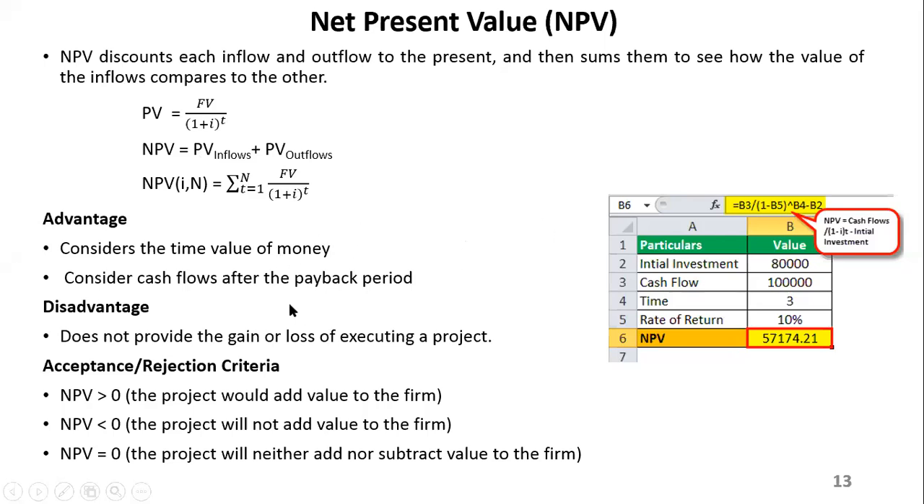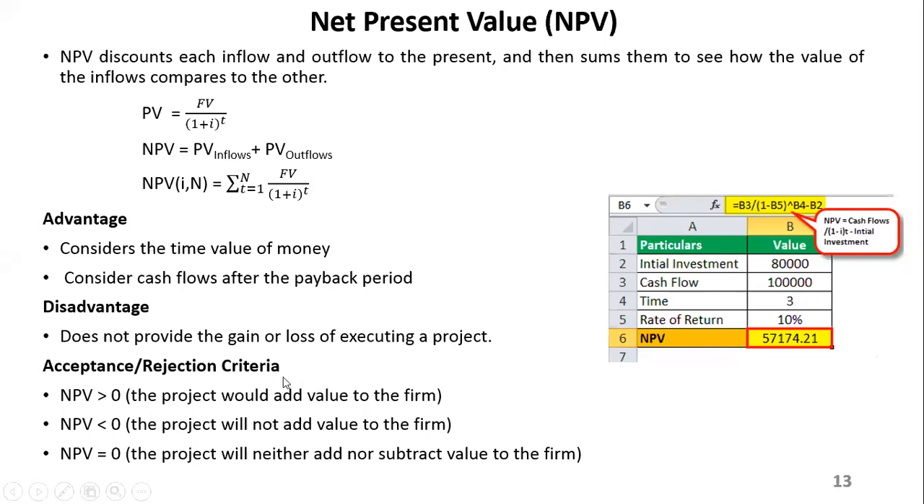Okay, the advantage of this NPV is that it considers the time value of money. And the disadvantage is that it does not really consider the gain or loss of executing the project. It's mainly just focusing on getting the net present value itself. It does not necessarily focus on the gains and losses during the actual execution of the project itself, during that period of executing.